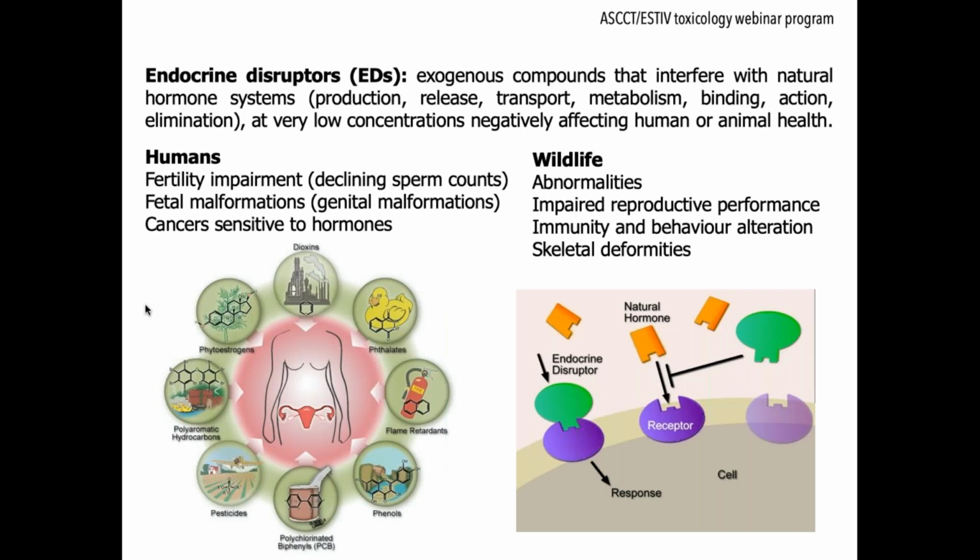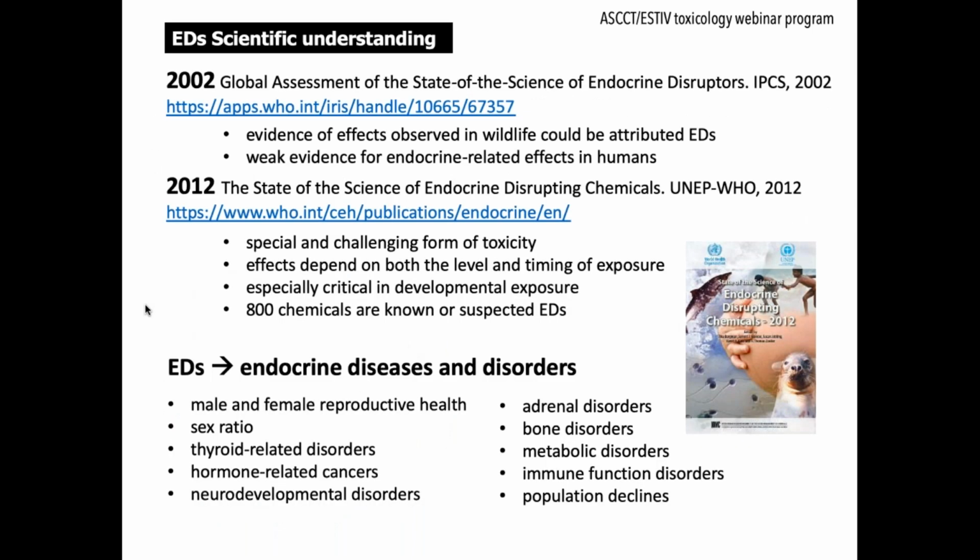So endocrine disruptors are exogenous compounds that interfere with natural hormone systems at very low concentrations, and they have been associated with several effects in humans and wildlife. Scientific understanding of the health impacts associated with endocrine disruptors has been growing in recent years. In 2002, a document on the scientific knowledge of endocrine disruptors was published, and then an update 10 years later. It concluded that EDs represent a special and challenging form of toxicity, being especially critical in developmental exposure. Close to 800 chemicals are known or suspected to induce endocrine disruptor effects. However, demonstrating that a substance is an endocrine disruptor is not easy.